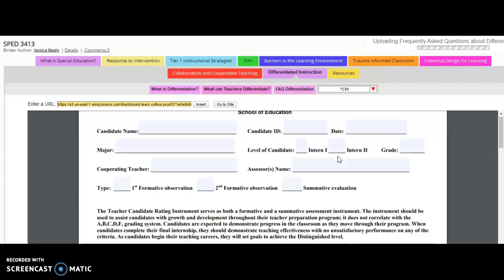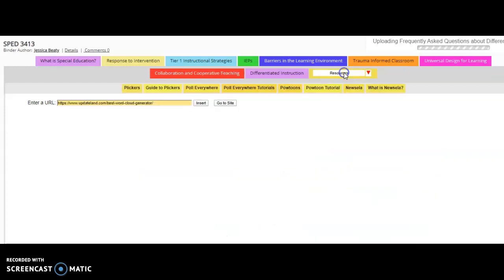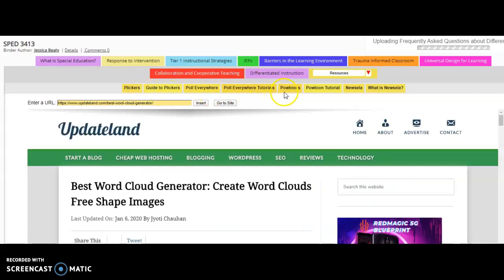rubric that I will be using in internship. And then I also included the Plickers, Poll Everywhere, Powtoons, and Newsela that I really liked. I really liked Newsela and Powtoons the best. I didn't get a chance to look at Plickers and Poll Everywhere. But this is my lab binder, and this is how I did it.